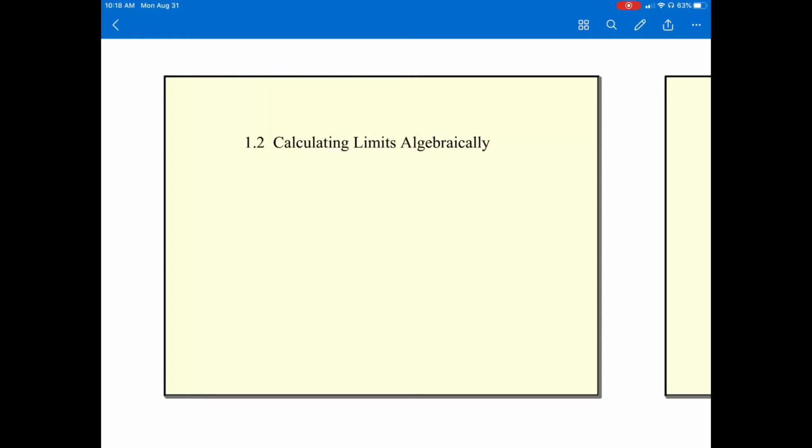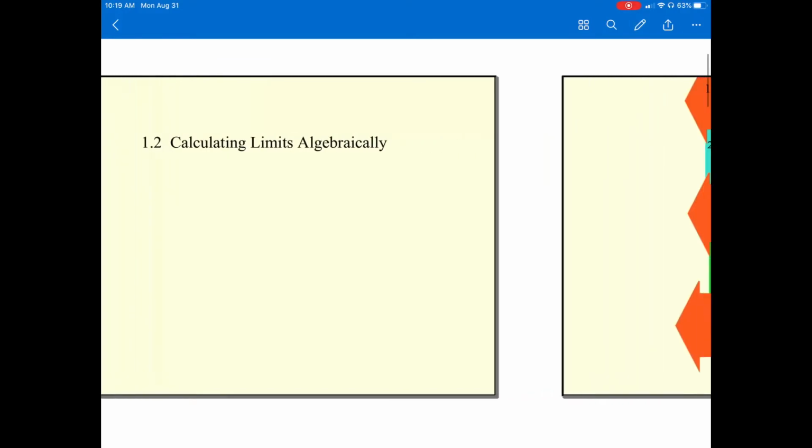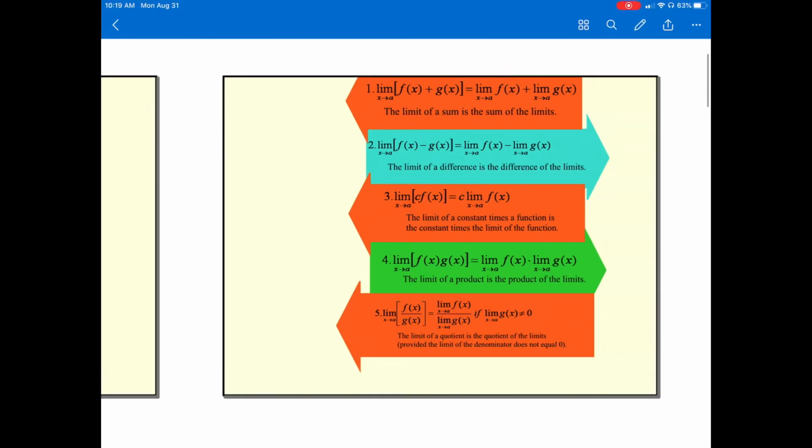So we're starting with 1.2, where we will learn to find limits algebraically. We've got a couple of slides to help walk us through these. Unfortunately, some of them are just laws, properties that we use for evaluating these limits. So I want you to pause here and write these all down.